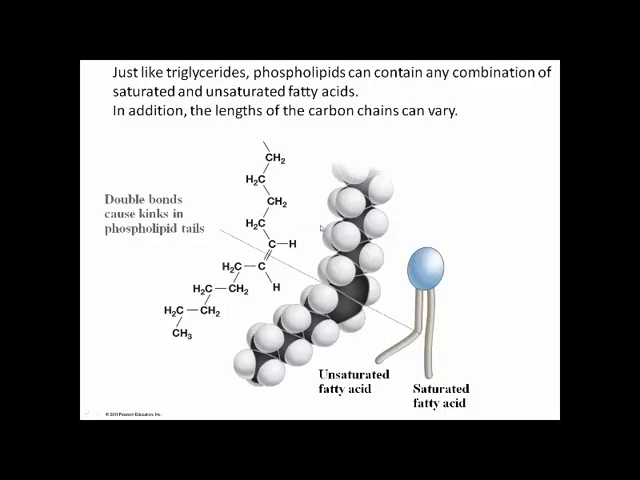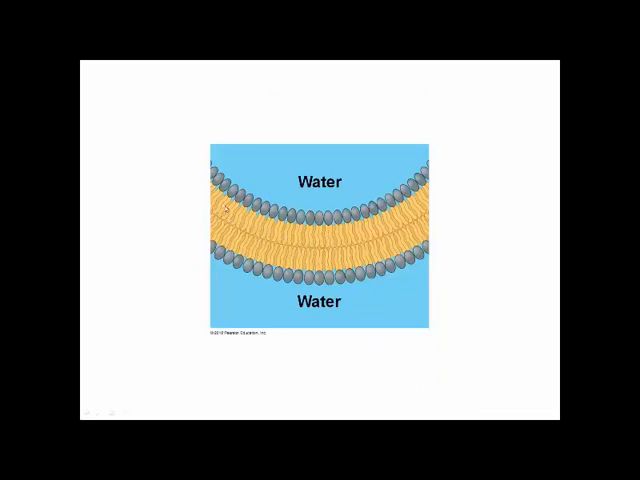Now, these phospholipids can vary in content within the fatty acid chains. Just like in triglycerides, phospholipids contain any combination of saturated and unsaturated fatty acids. Here's a phospholipid with one unsaturated fatty acid chain and one saturated fatty acid. In addition, the lengths of the carbon chains can vary. So within this bilayer, the types of fatty acids that you find attached to the phospholipids varies.